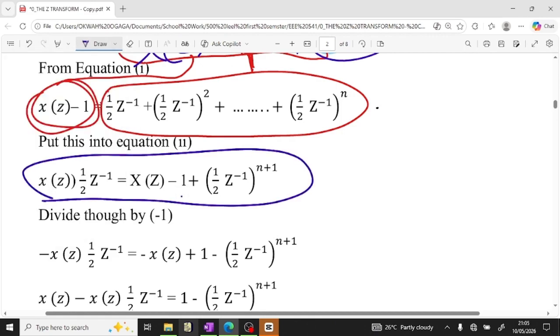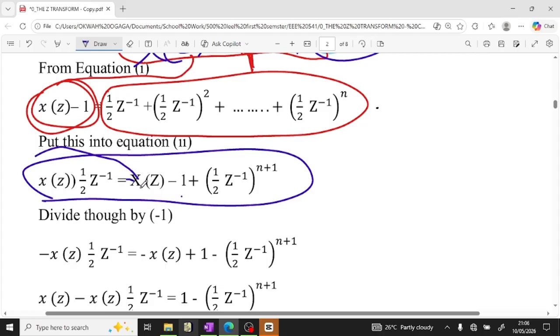Now, at this point, we are almost done. Like what our lecturer said in class, you don't really need to divide through by minus 1, but since we want all the x of z to be at one side, if we bring x of z to this other side, x of z will have a minus sign. And we don't want that. We want what we are looking for to be positive. So therefore, bringing it this way will make it become minus, abi?